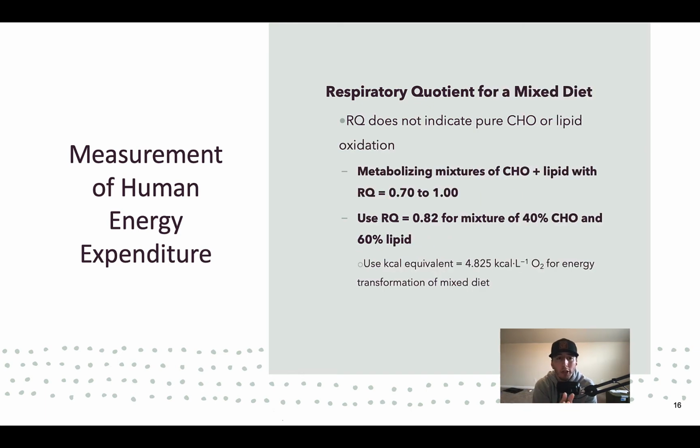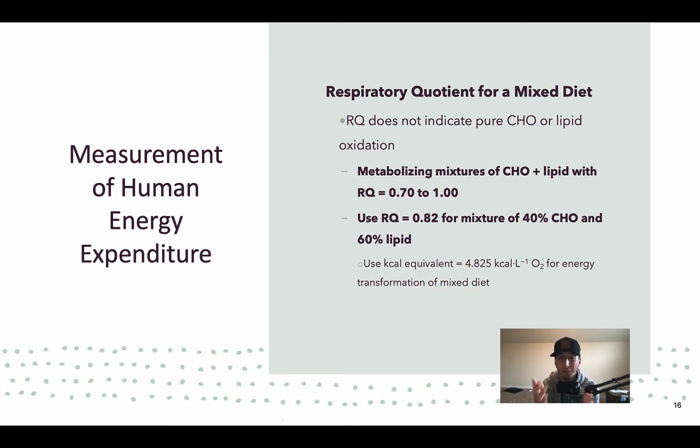The RQ is going to vary based on how an individual is eating. If an individual is eating a slightly higher carbohydrate diet or a mixed diet of about 40% carb, 60% lipid, that RQ is actually going to scale up. So at rest, they're not going to be burning 100% fat because they're not consuming 100% fat.